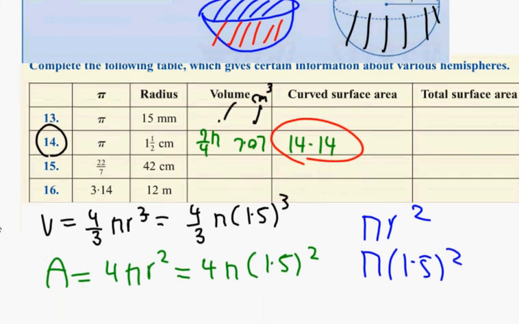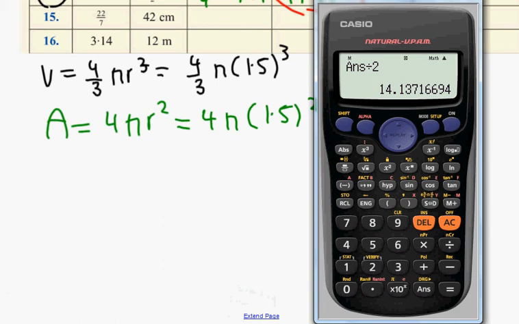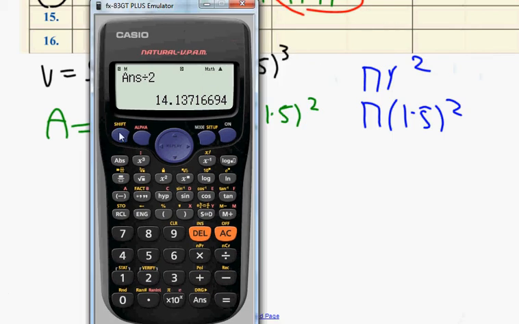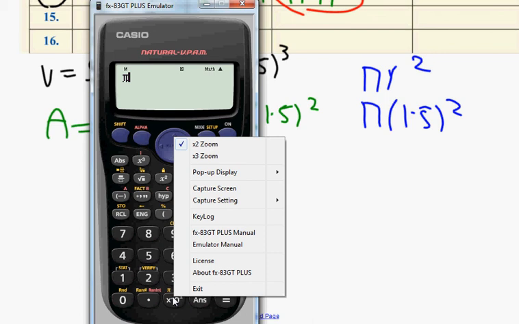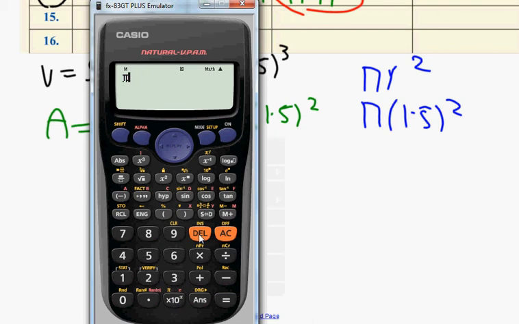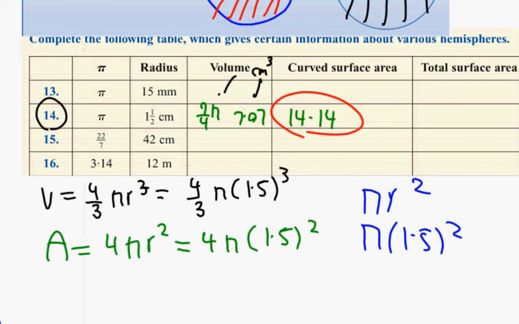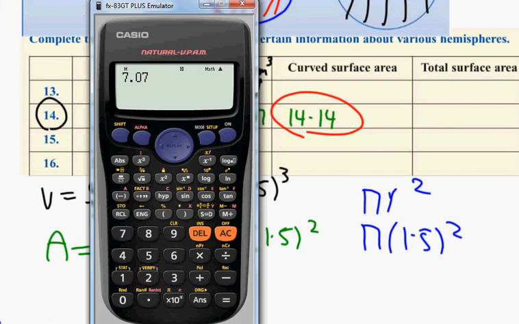Pi times 1.5 squared, and that equals 7.06. Yeah, that's 7.06. Do I need to half this one? No, because it's the circle that was exposed. Okay, so 7.07. Add that onto what? Add that onto the curved surface area, which is 14.14, and you get your total surface area of 21.21.